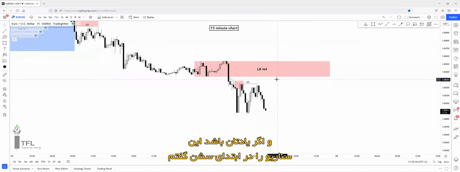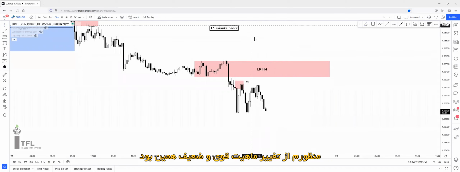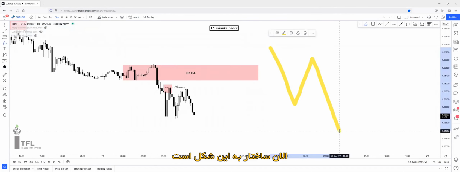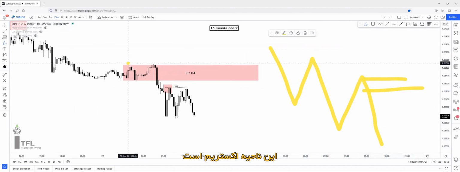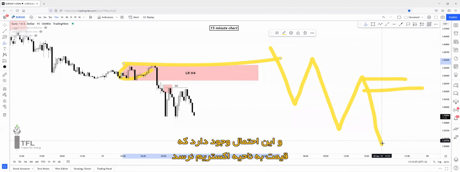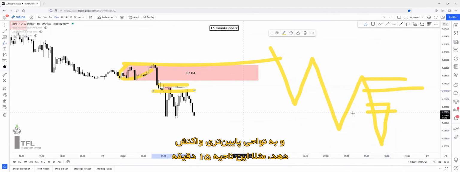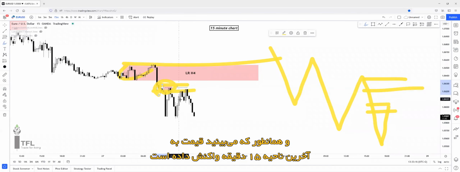And if you remember, this scenario was explained at the beginning of this session, right? That's what I meant by the strong and weak change of characters. That's why I said that price can easily reverse by not tapping the extreme zone. So this is the extreme zone. As you can see, this is how the structure looks like. This is the structure, right? This is the extreme zone, and this is the extreme zone. And there's a chance that price won't even come up to this extreme zone and react on some deeper area. For example, this less recent 15-minute zone, and price reacts on this 15-minute zone, as you can see.